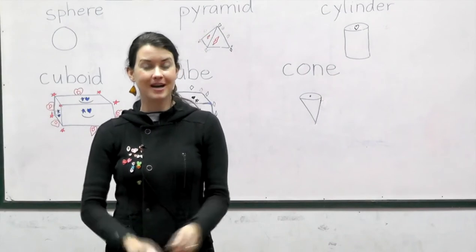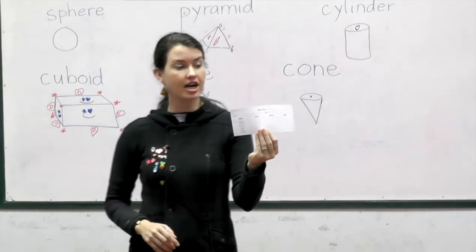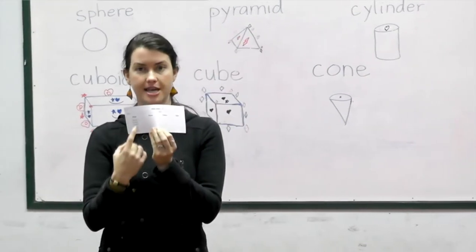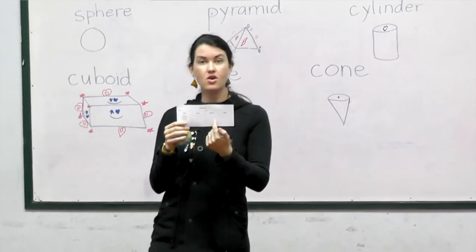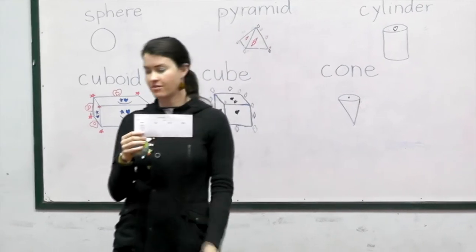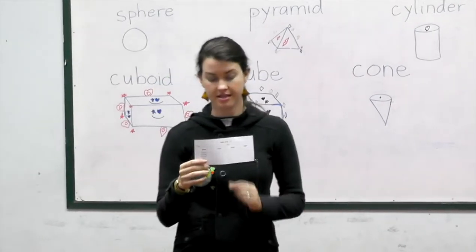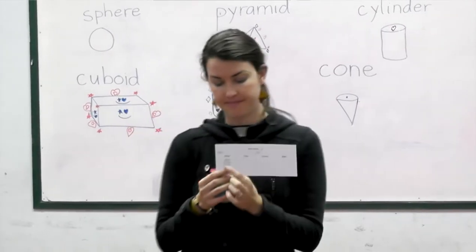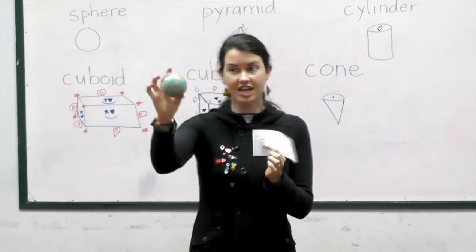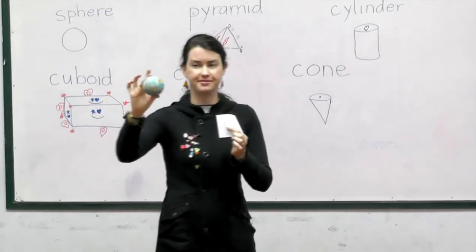Okay, we're going to go through our worksheet, which is a little chart. We've got all our shapes here on the side. We've got our faces, corners, and edges that we're going to look at. So we'll go through them together as a class. What's our first shape? Sphere. A sphere.